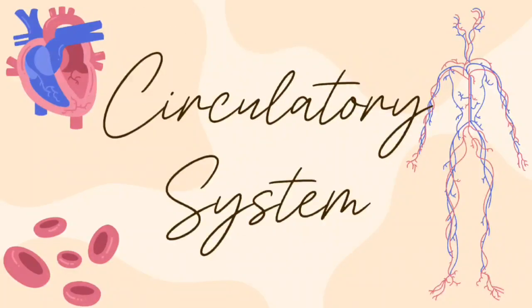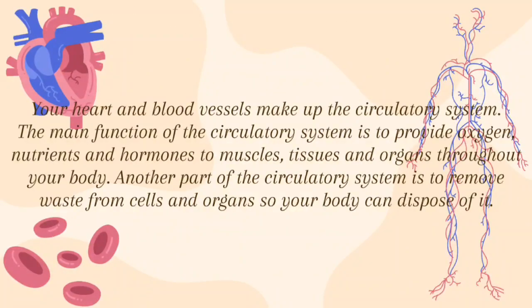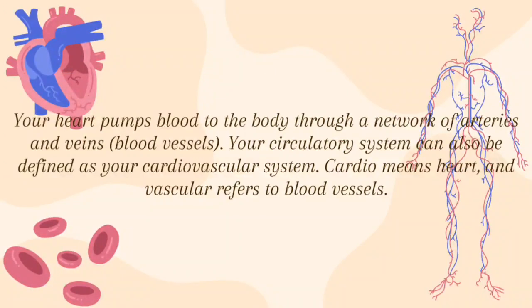Circulatory system. Your heart and blood vessels make up the circulatory system. The main function of the circulatory system is to provide oxygen, nutrients, and hormones to muscles, tissues, and organs throughout your body. Another part of the circulatory system is to remove waste from cells and organs so your body can dispose of it. Your heart pumps blood to the body through a network of arteries and veins, blood vessels.